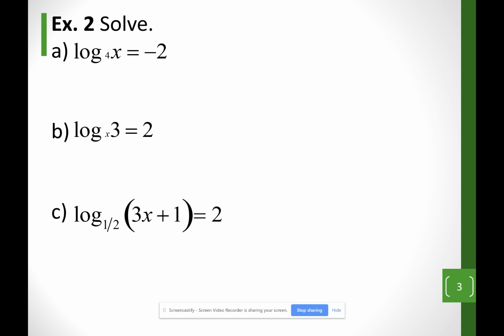Now we're going to solve for these. Now I have an x somewhere in there, so I'm just going to write this in exponential form. There's my base, there's my exponent, so I'm going to say 4 to the negative 2 is equal to x. I know 4 to the second is 16, so 4 to the negative second is going to be 1/16, equal to x. That's it.